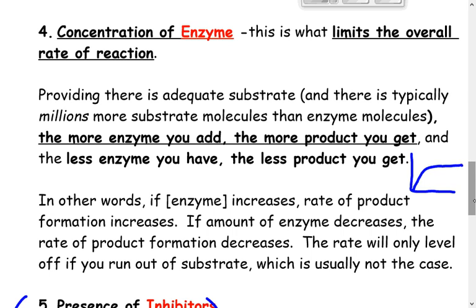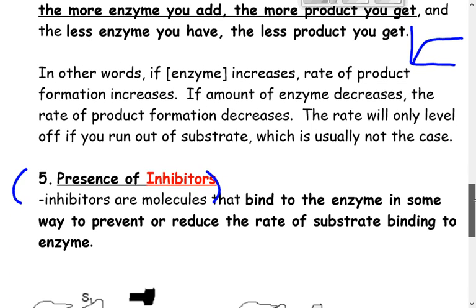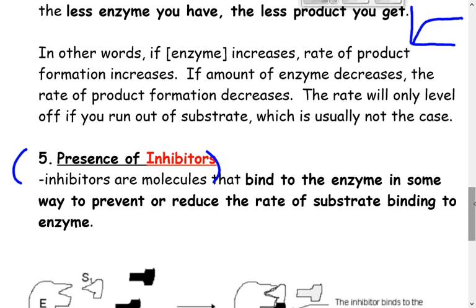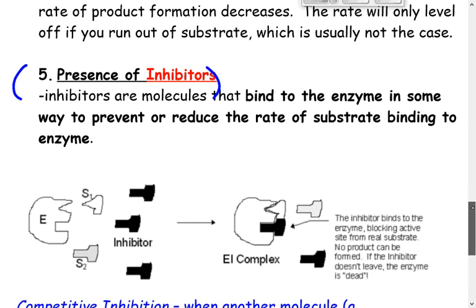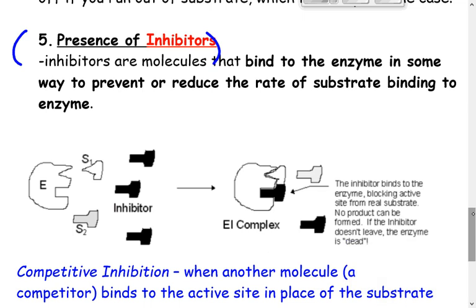The last one, which is kind of in brackets, is the presence of inhibitors. We're not going to test on this, but it doesn't hurt you to know it. Inhibitors are molecules that bind to the enzyme in some way to prevent or reduce the rate of substrate binding. Here's the enzyme-substrate complex: here's my enzyme, there's my substrate, and it's going to bind in there. These things are called inhibitors. If they bind to the active site, it blocks the active site from the real substrate, so no product can be formed. If the inhibitor doesn't leave, that enzyme is dead. This is how some poisons or toxins work.